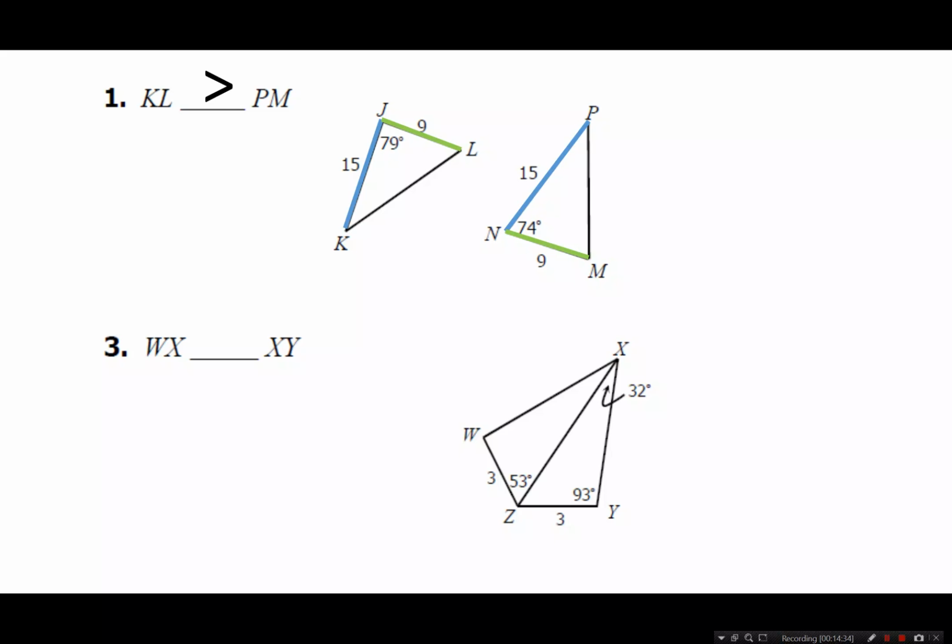Okay, on number 3, we have two sides that are 3, so they're congruent. And then we also have the line in the middle, so that's congruent by reflexive property. The problem with this one is we don't have the hinge angle, which would be angle Z, which actually is WZX and XZY. So we need this third angle here to be able to compare it. So what we'd have to do is 32 plus 93, subtract from 180, which ends up giving us 55 degrees. Now, since 55 is greater than 53, XY has to be greater than WX.